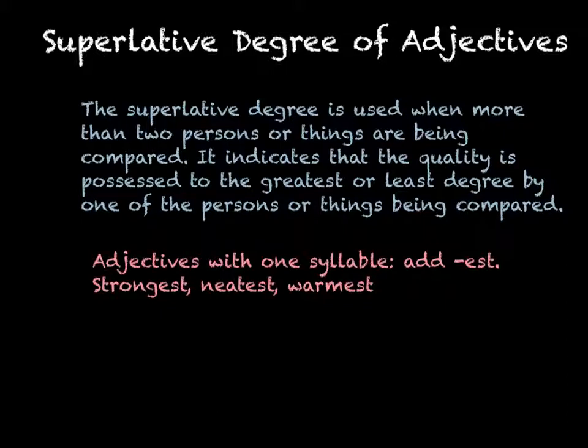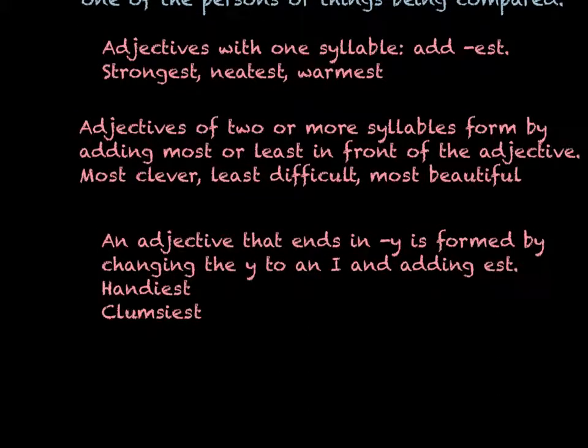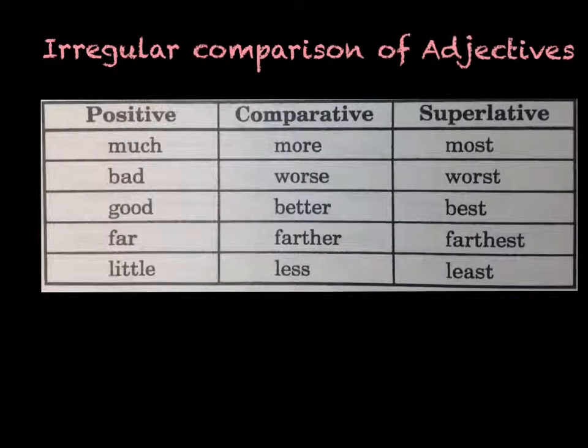Strongest, neatest, warmest. Adjectives of 2 or more syllables form by adding most or least in front of the adjective. Most clever, least difficult, most beautiful. And finally, an adjective that ends in y is formed by changing the y to an i and adding est, like handiest or clumsiest.